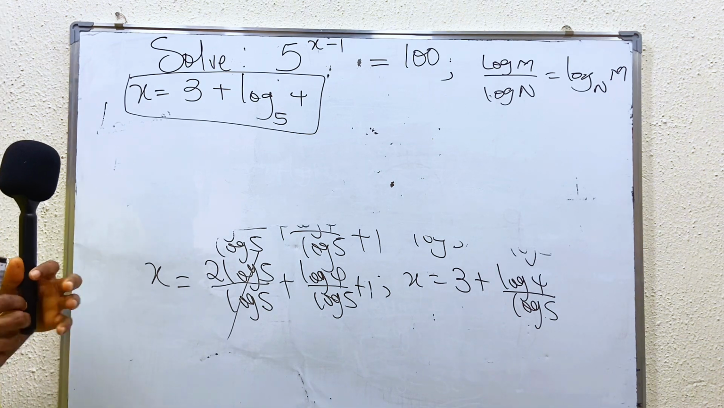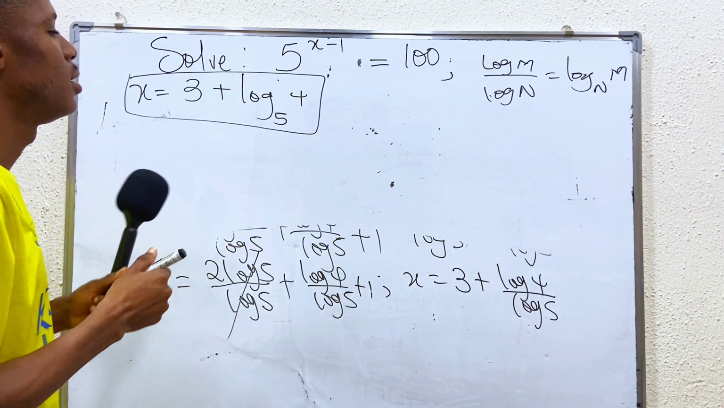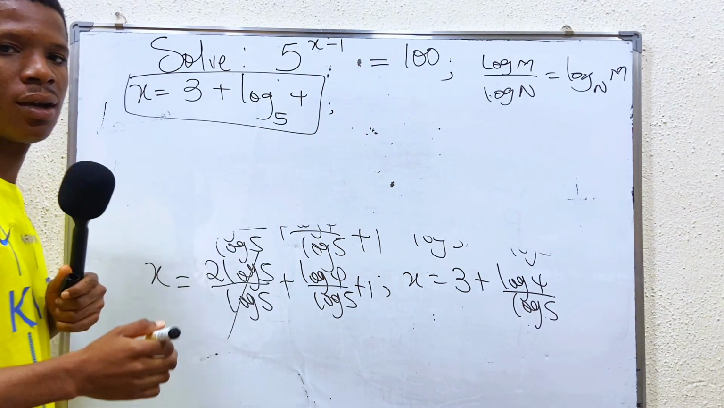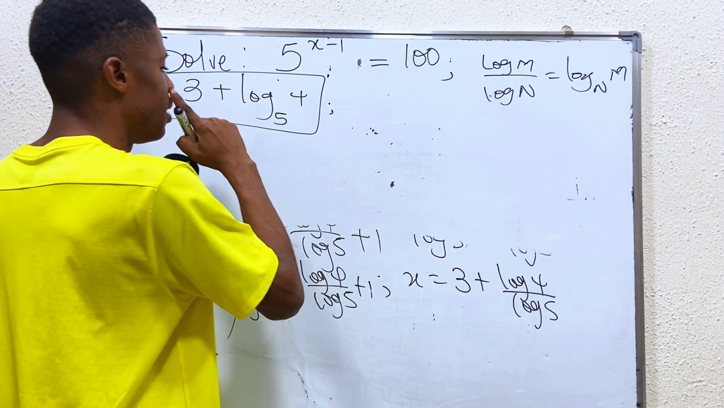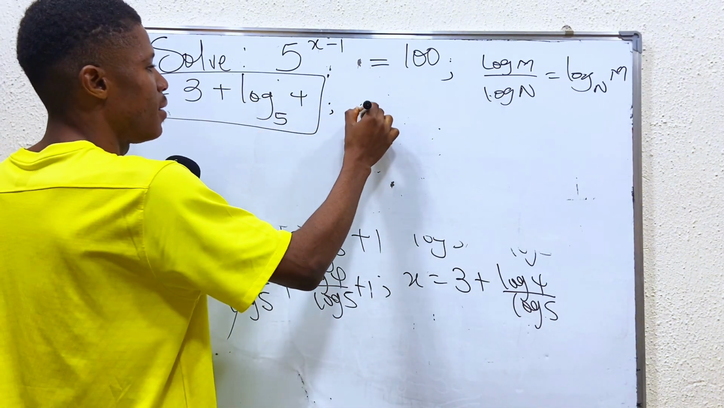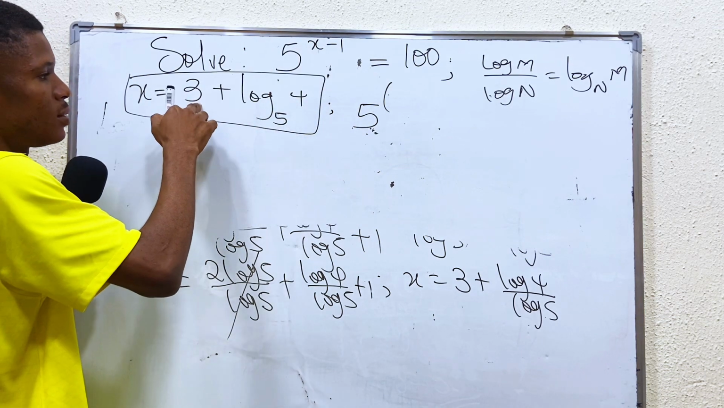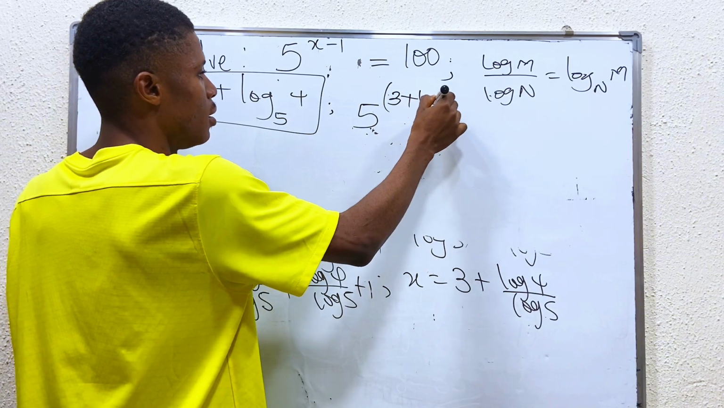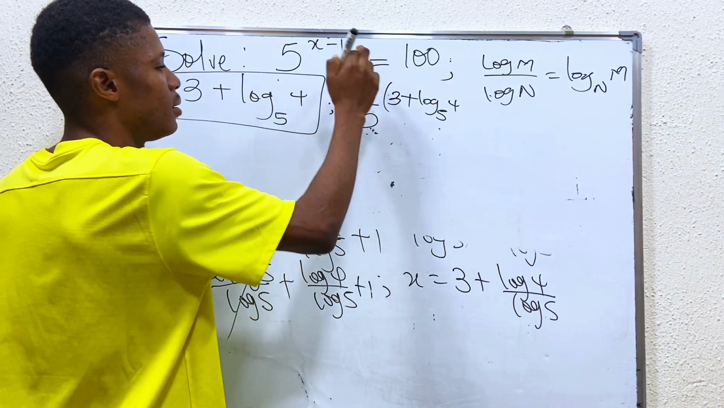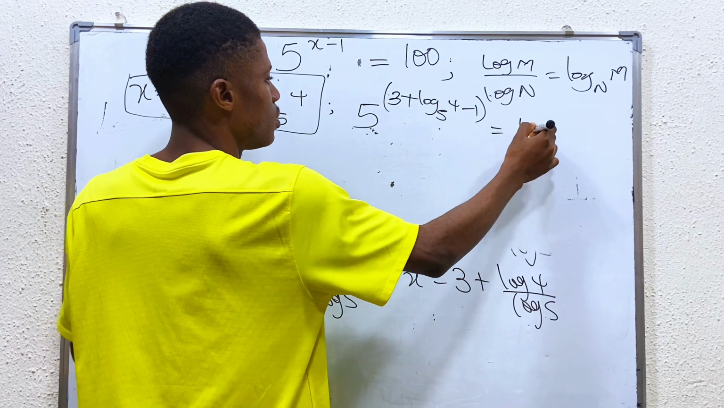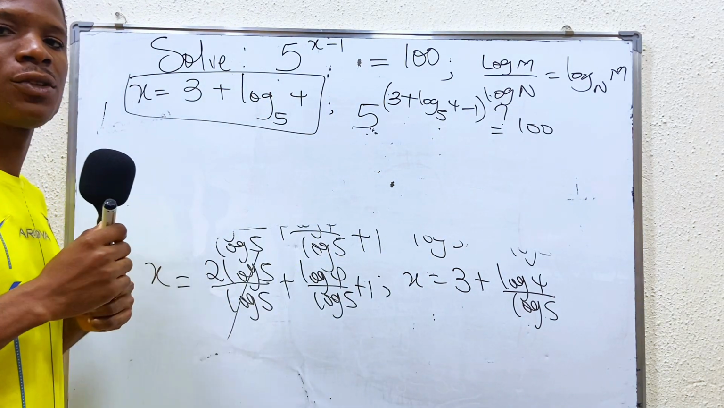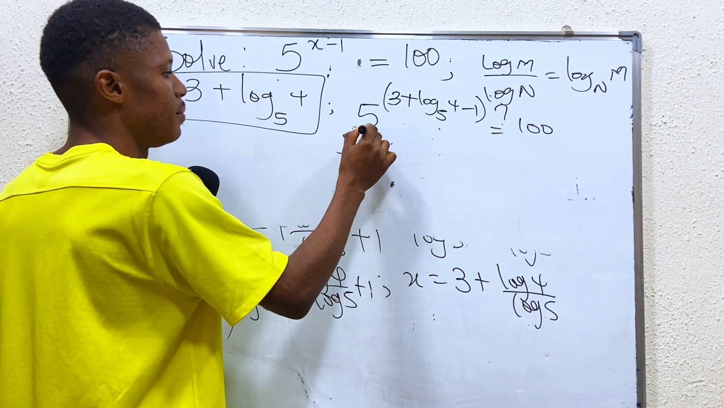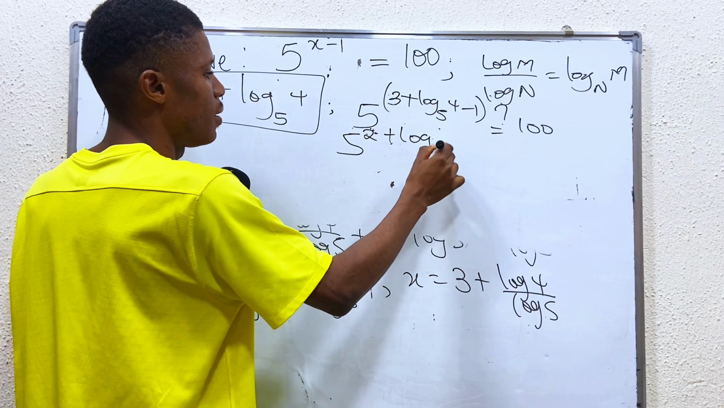We can decide to check whether our answer is right. All we have to do is put this particular value into the power to know whether we are getting 100. So let's check. We have 5 raised to power, instead of writing x, 3 plus log of base 5 of 4, minus 1. Is it equal to 100? That's what we're trying to check. 3 minus 1 is 2. So we'll have 5 power 2 plus log base 5 of 4.